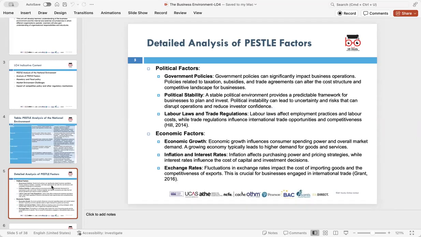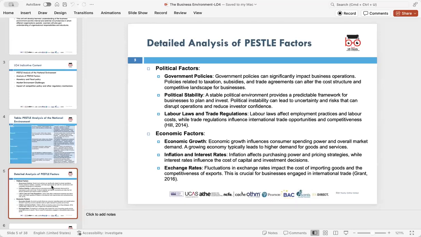Detailed analysis of PESTLE factors. Political factors: government policies significantly impact business operations by altering cost structures and competitive landscape. Policies related to taxation, subsidies, and trade agreements can either provide advantages or pose challenges for businesses. For instance, favorable tax policies can enhance profitability, while a restrictive trade agreement may limit market access.